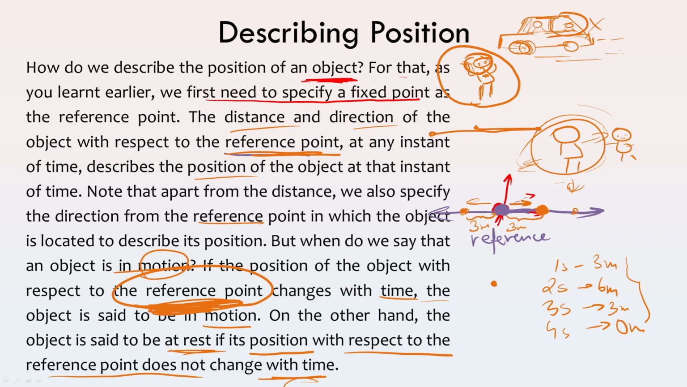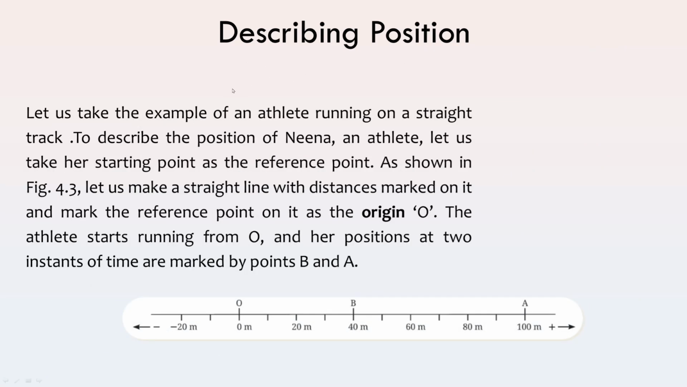So now moving on, describing position. Let us take the example of an athlete running on a straight track. So this is our straight track, this number line. She starts running from here. To describe the position of Nina, an athlete, let us take her starting point as the reference point. So this is her reference point as shown in figure 4.3.